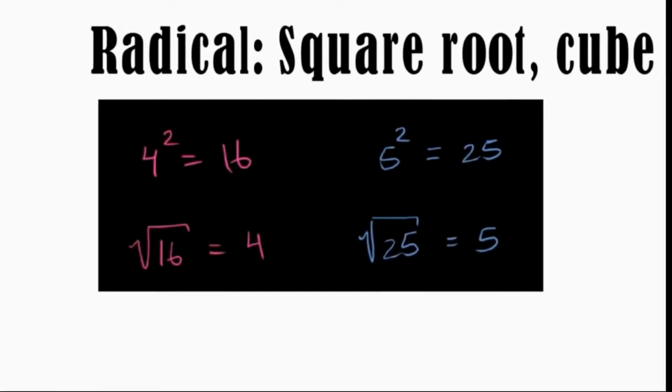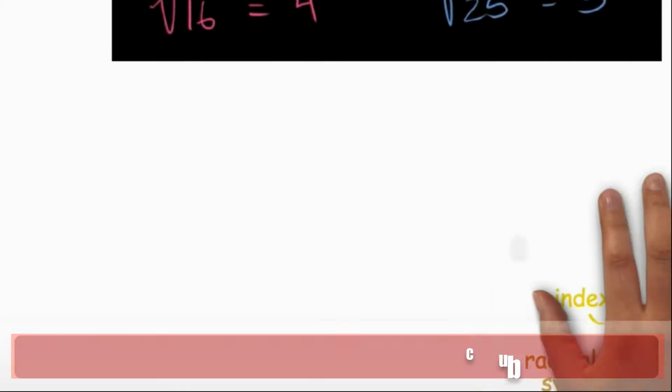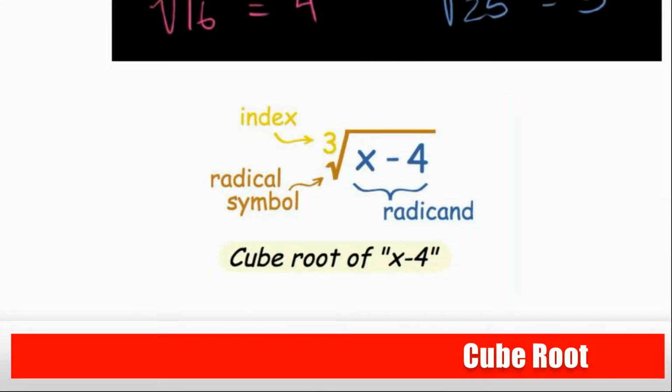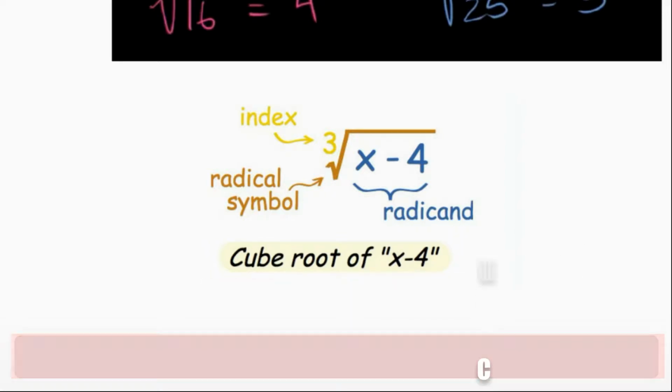Let's see cube root. So, here I show you, first thing first, the radical symbol, and then the index, which is 3, and the radicand, which is x minus 4. How to read those? We read it as cube root of x minus 4.